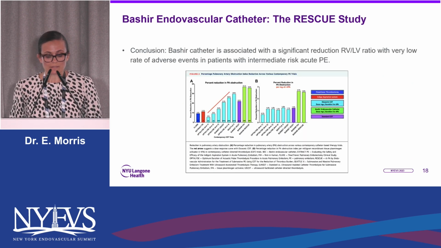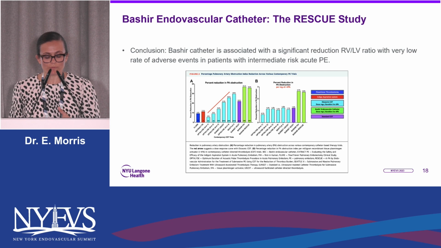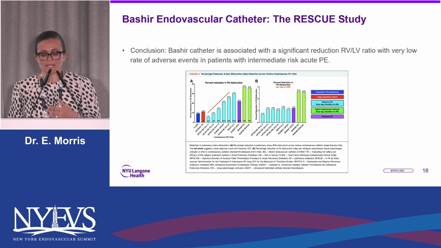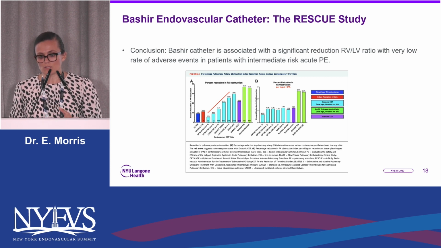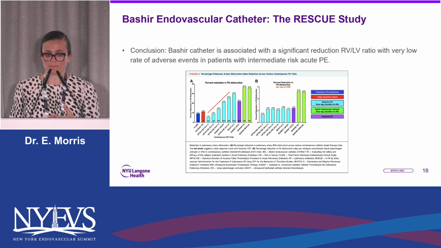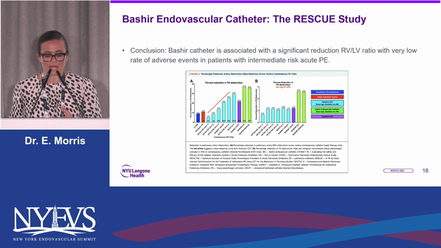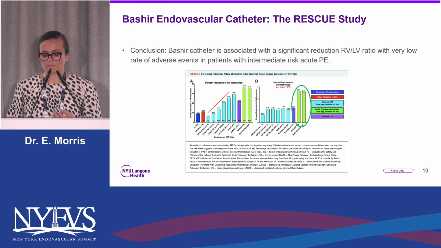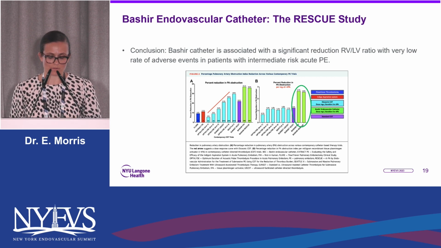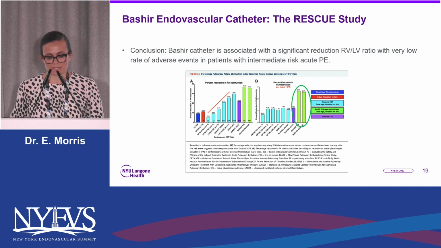So really the take home from the BASHIR catheter is that it allows you to use less TPA to accomplish hopefully the same thing as some of the other systems. And so, what's really touted by the company is that what you get here is per milligram of TPA, much more effective reduction in the pulmonary artery obstruction. And if you use less TPA, then you get fewer complications.